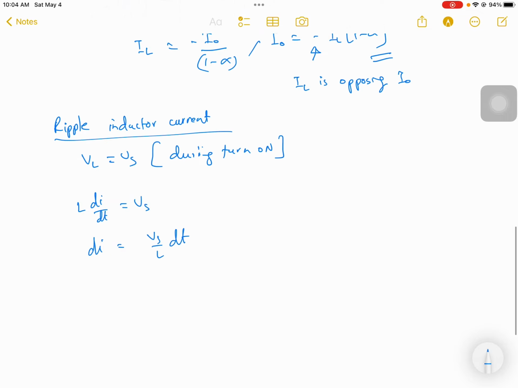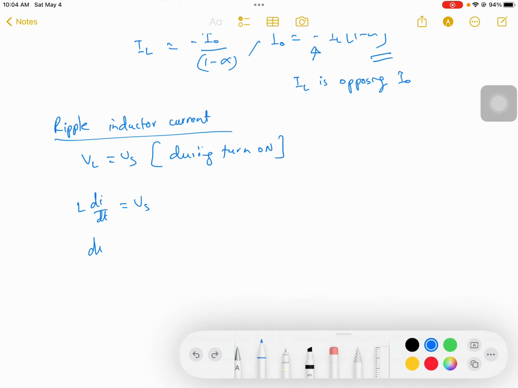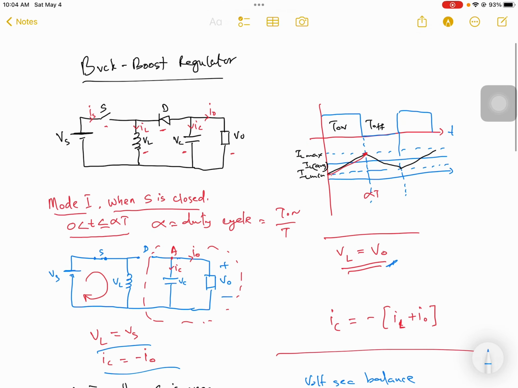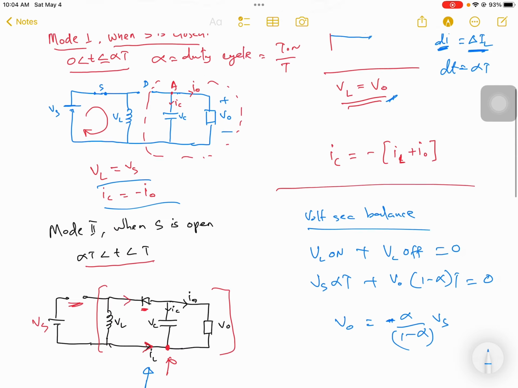I made a little mistake here, so this is Vs only. Now this change in current here, di, we are talking about the inductor current, which can be written as delta IL, because it changes from IL min to IL max. So the change in current is given by delta IL, and the change in time dt is from 0 to alpha T, which means we can take it as alpha T.